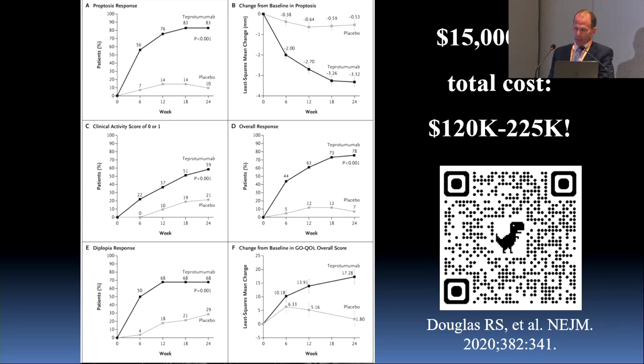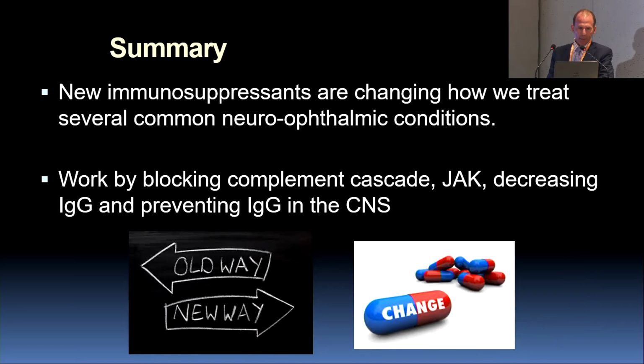So in summary, new immunosuppressants are changing how we treat several common neuro-ophthalmic conditions. They work by either blocking the complement cascade, the JAK system, decreasing IgG by B-cell destruction, or preventing IgG from getting into the central nervous system. And I thank you for your attention.